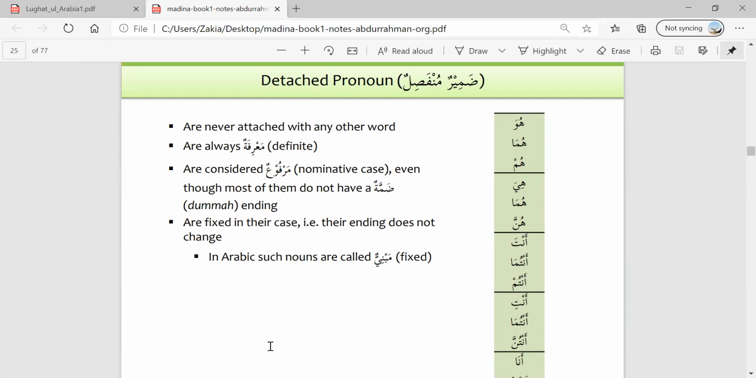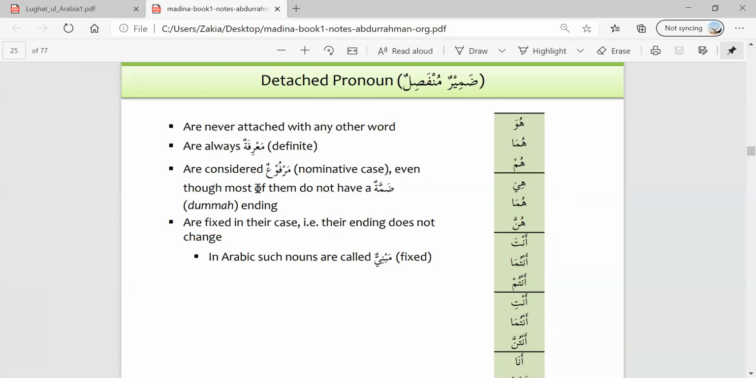Damir and munfasil, these are the detached pronouns. You never attach them with a word. The other ones we're going to see are muttasil, which are attached, and you do attach them to a word. But these ones you will not attach, they'll stand alone. So they're never attached to a word. So huwa, huma, and hum, they stand alone. They are always ma'rifa, which is definite.